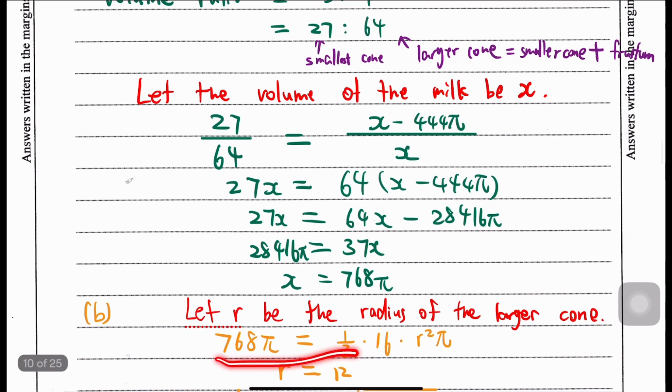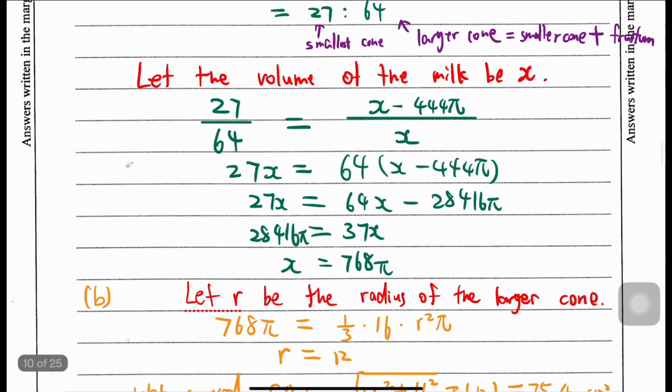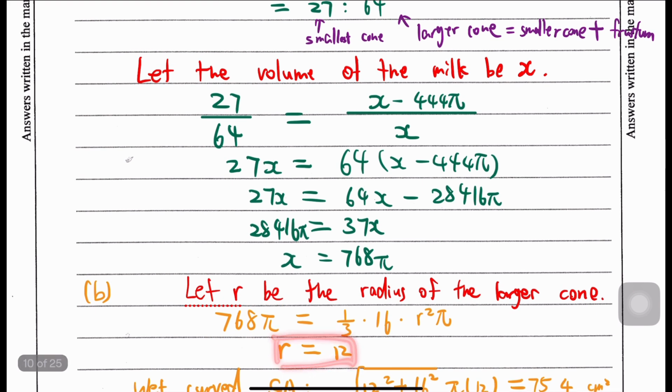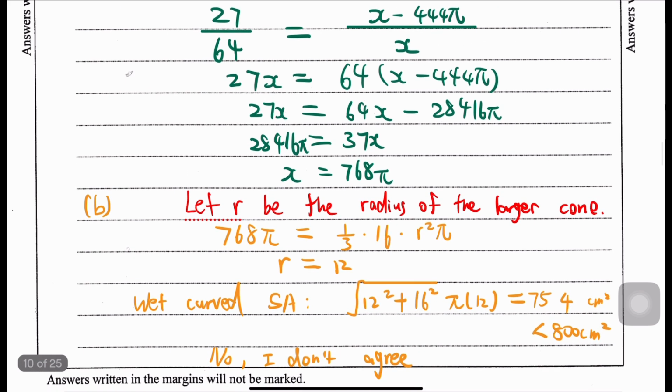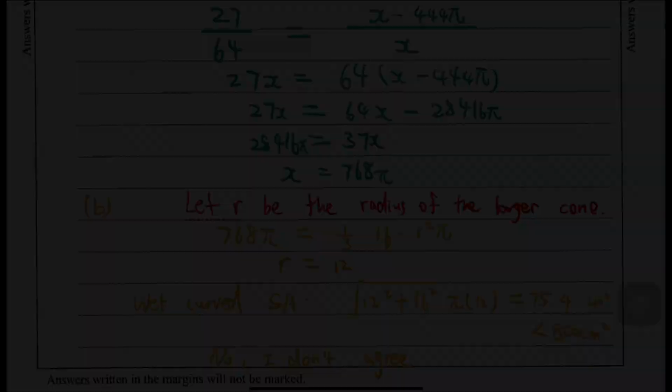So you just put in the volume formula, 1/3 times the height times r² π equals the volume we found. Okay, so you find out r equals 12. And then now you find the slant height by Pythagoras, and then π times r times l equals the final curved surface area, which is smaller than 800 cm². So no, I don't agree.